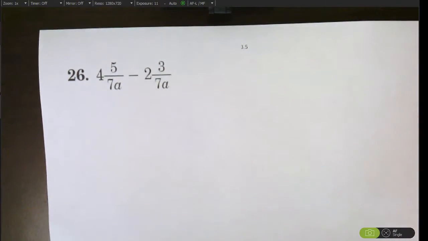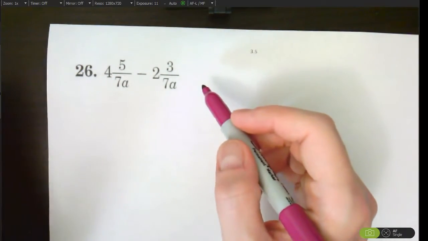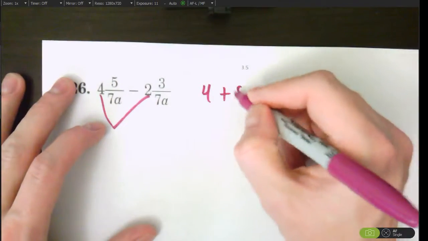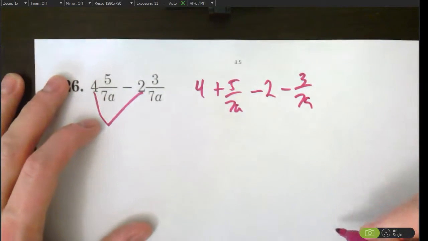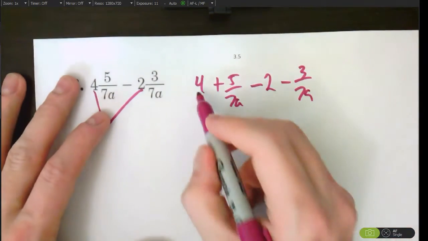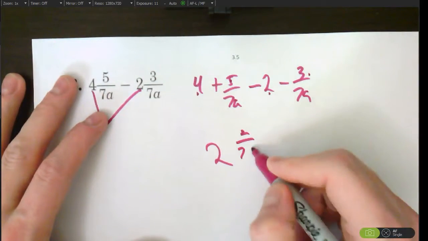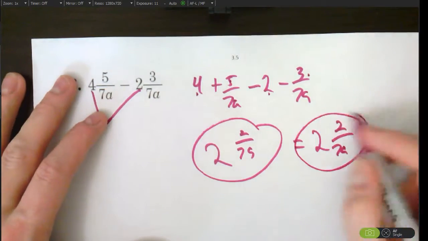Okay. Another one to take a look at, 26. This one's tricky. But again, what you have to recognize is, and this is one actually where it's easier to keep it in mixed numbers. You've got 4 plus 5 over 7a minus 2 minus 3 over 7a. So 4 minus 2 is 2. 5 minus 3 is 2 over 7a. There we go. 2 and 2 over 7a.